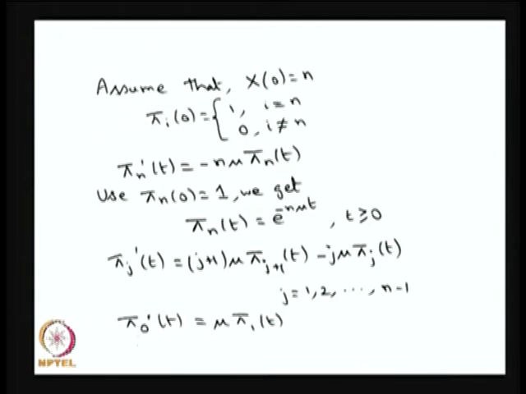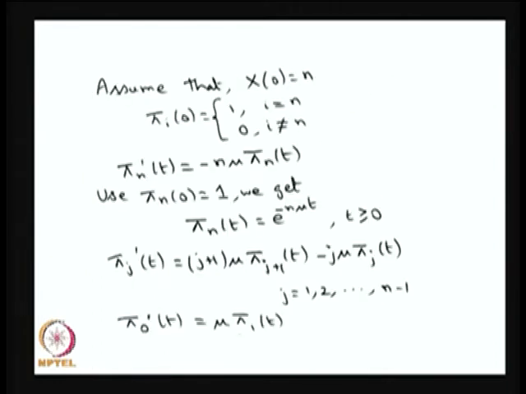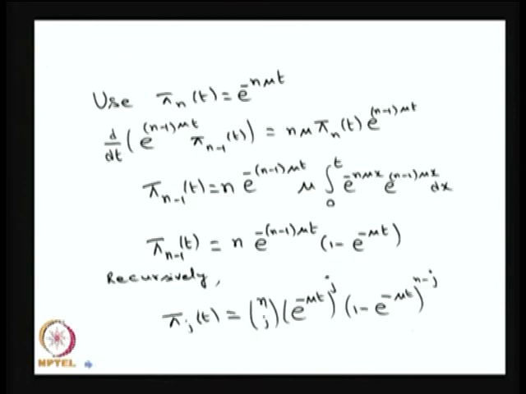For the last state, that is the state 0, the system comes from the state 1. Since the state 0 is an absorbing state, there is no second term. So, it is going to be mu times pi 1 of t. So, you know pi n of t, use the pi n of t in the equation for n minus 1 and get the pi n minus 1. Like that you find out till pi 1, use the pi 1 to get the pi 0 of t, in a recursive way.